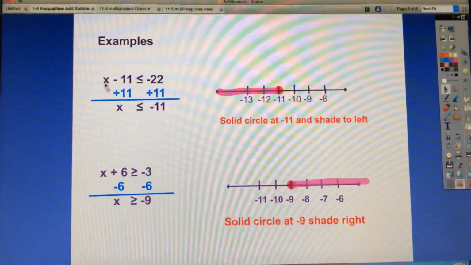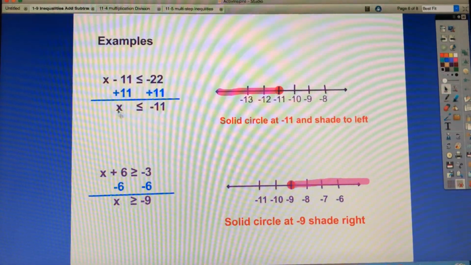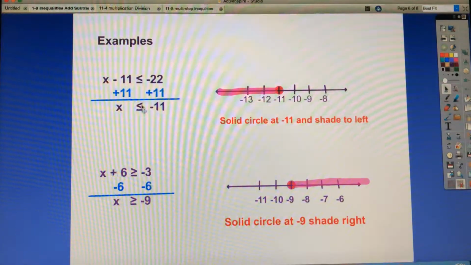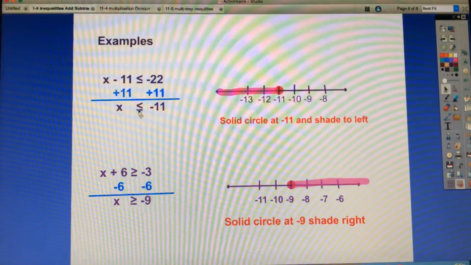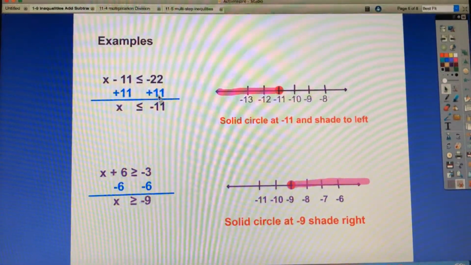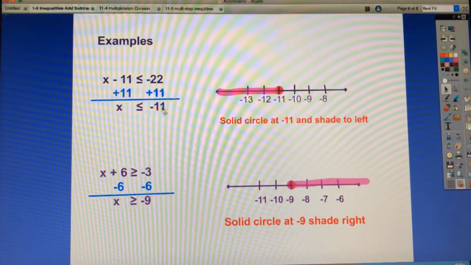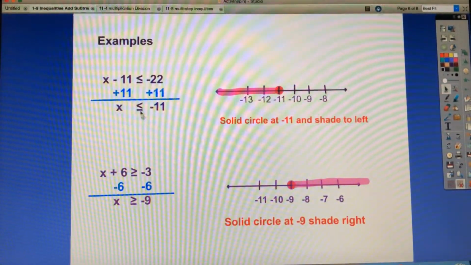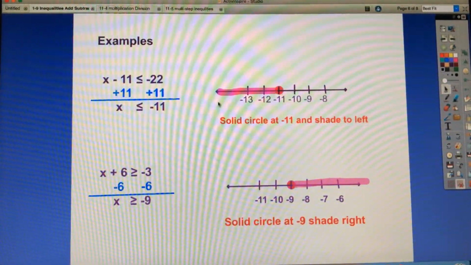I need to isolate x. Add 11, it's the inverse operation, add 11 to both sides. The sign does not move. I have not multiplied or divided by a negative. I did not flip the variable. The sign stays the same. Negative 22 and a positive 11. You need to review your rules of integers. A positive and a negative is the difference between the two and use the sign of the larger digit. Less than or equal to negative 11. Solid at negative 11, shade left.